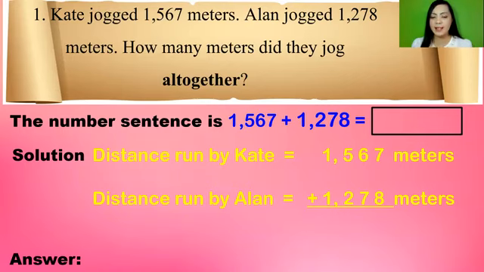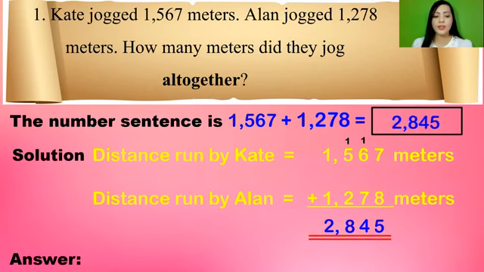7 plus 8 is equal to 15. Put a 5 there and carry 1 on top of the tens place. Now let's proceed to the tens place. 6 plus 7 is equal to 13. Plus 1 is equal to 14. 4, carry 1 right there. 5 plus 2 is equal to 7, plus 1 is equal to 8. And of course, 1 plus 1 in the thousands place is equal to 2.